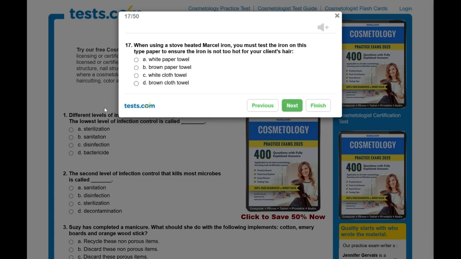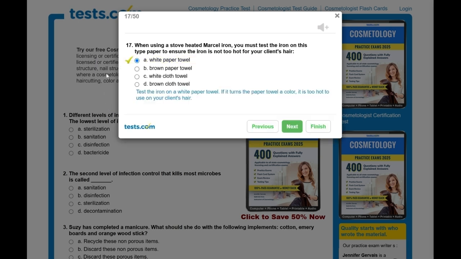Question 17. When using a stove-heated Marcel iron, you must test the iron on this type of paper to ensure the iron is not too hot for your client's hair. A. White paper towel, B. Brown paper towel, C. White cloth towel, D. Brown cloth towel. A. White paper towel. Test the iron on a white paper towel. If it turns the paper towel a color, it is too hot to use on your client's hair.